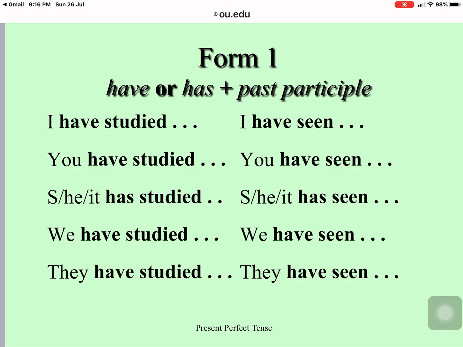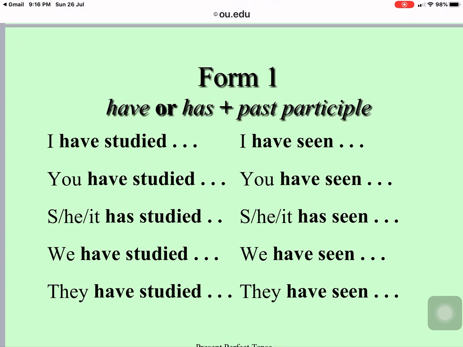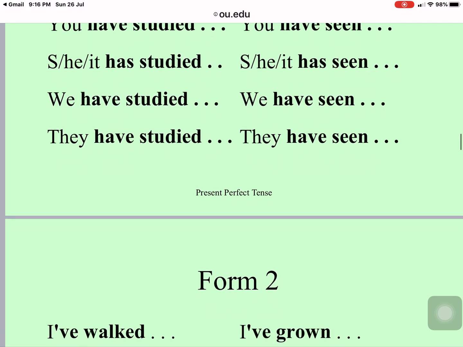But another sentence is in plural subject. So we have studied, we have seen. They have studied, they have seen. Because they is plural subject, that's why have is used. Okay. So the form of verb that is used is has, have plus V3. So for present perfect tense we use V3 form of the verb.